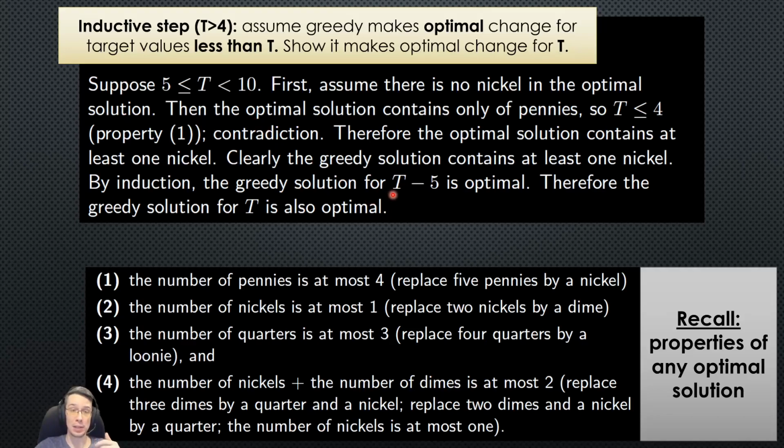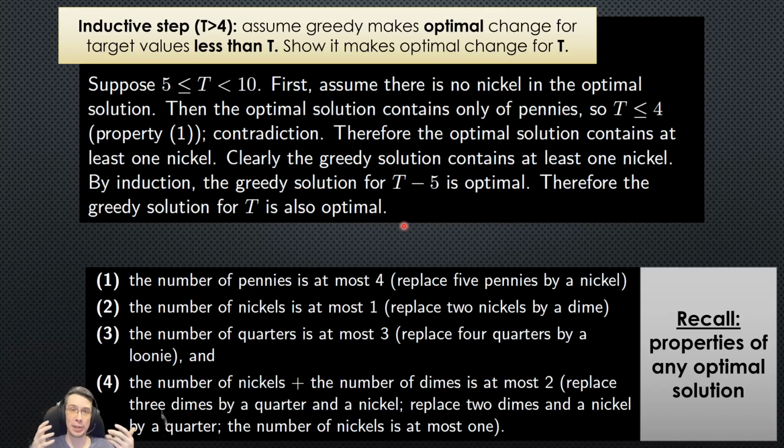And is it possible that the optimal solution, this is the tricky part, for t consists of a nickel, and then for the remaining t minus 5 target sum, it involves coins that are suboptimal? So is it possible that the optimal solution for t consists of a nickel and then a non-optimal number of coins for t minus 5? No, because if you used a non-optimal number of coins for t minus 5, you could improve the overall solution by replacing that non-optimal solution for t minus 5 with an optimal one.